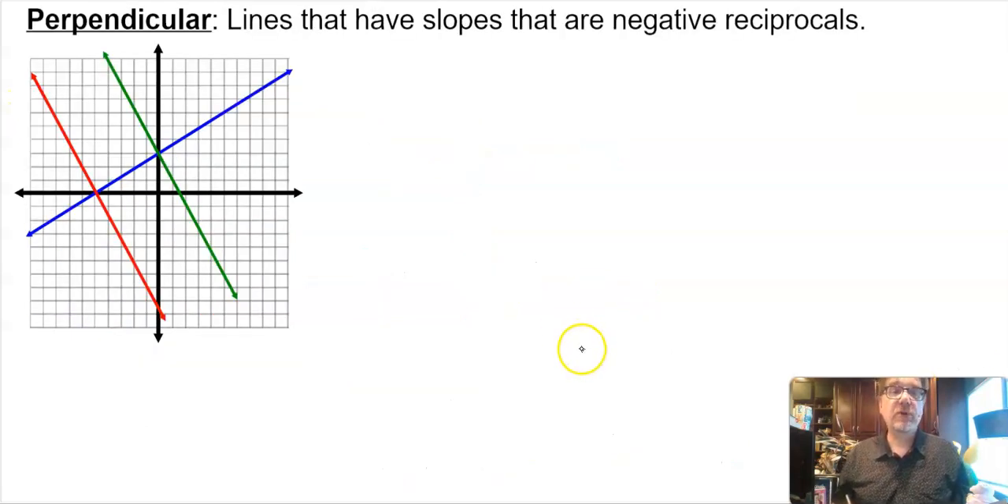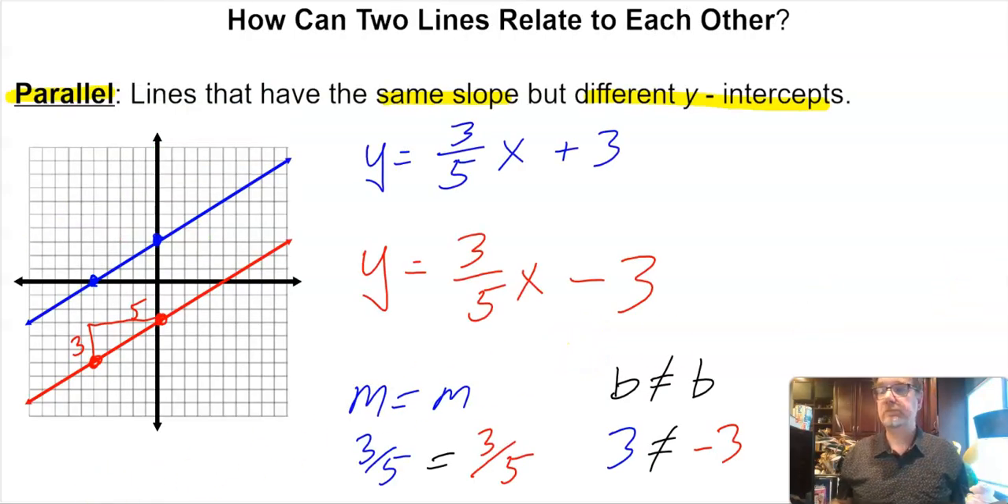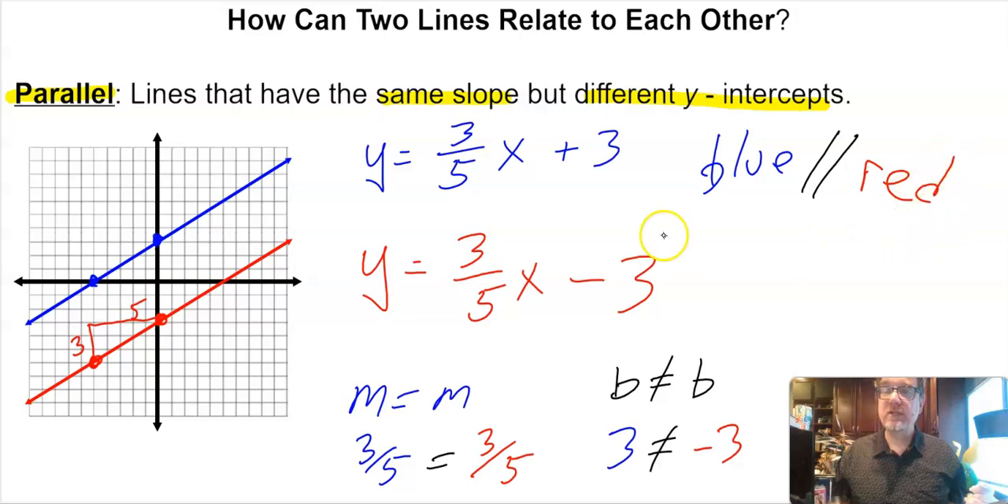Two lines can be perpendicular. Oh, let's back this up. The symbol for parallel, I want to talk about this, are these two lines that go like this. We're going to write two parallel lines like that. So I know the blue line is parallel to the red line. That's how you would read that: blue is parallel to red. Why are they parallel? Their slopes are the same. Y-intercepts are different.